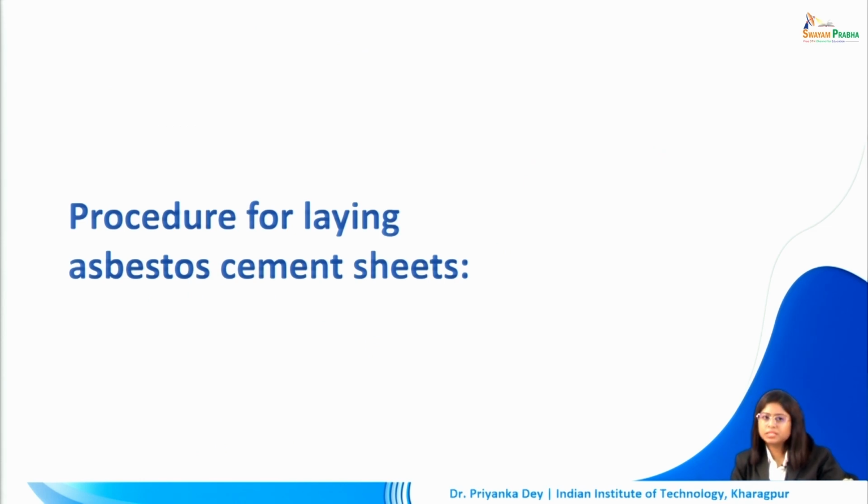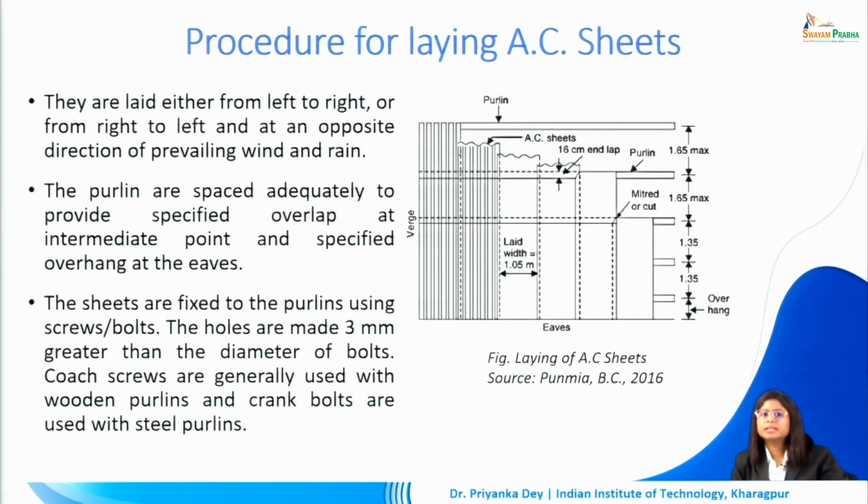The basic procedure for laying these AC sheets is that they are laid either from left to right or from right to left and in the opposite direction of prevailing wind and rain. Now the purlins are spaced adequately to provide specified overlap at the intermediate point and specified overhang at the eaves. So at the end where the slope comes and ends, there has to be sufficient overhang. Otherwise, of course, the underlying wall is going to be hit with side rain.